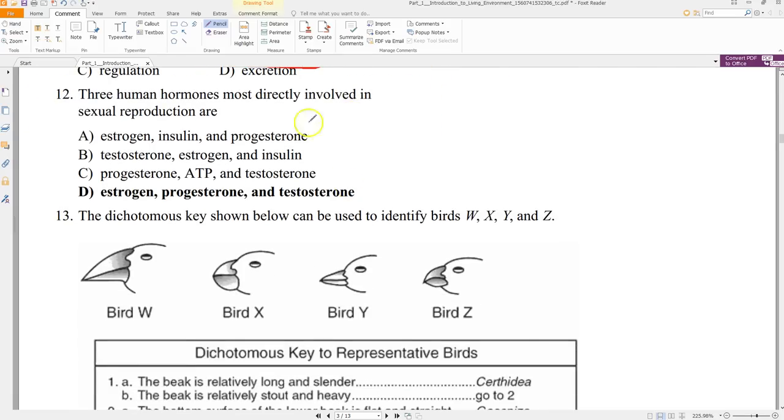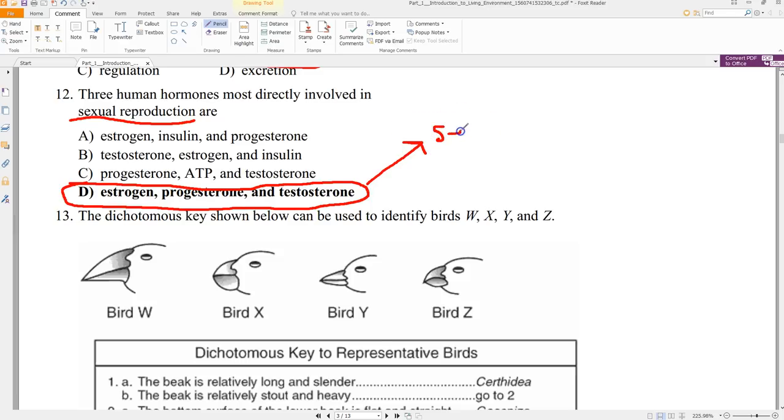Three human hormones most directly involved in sexual reproduction are estrogen, progesterone, and testosterone. The three main, and I'm going to be honest, the only sex hormones that you're responsible to know. Any other hormones, maybe like FSH or LH, that you'll bump into on a test, will probably be in a reading comprehension.